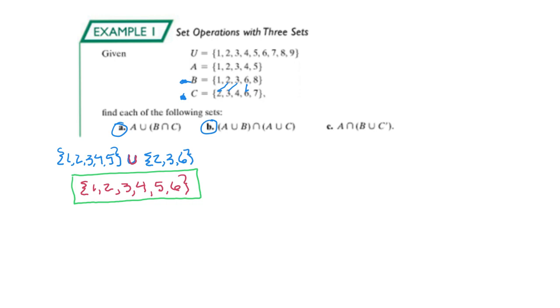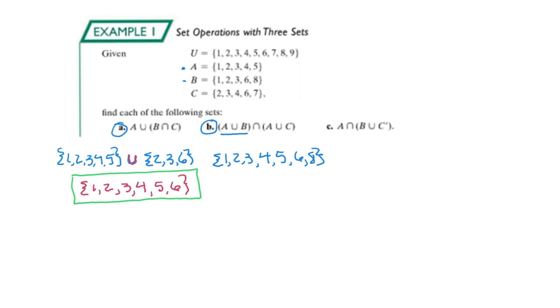Using the same sets that we have outlined before, let me go ahead and do a little erasing on here. We want to find, in parentheses, A union B intersecting with, in parentheses, A union C. So the first thing we want to do is find A union B. So we're focusing on A and B, and we're just going to unite those items together. So that will give me 1, 2, 3, 4, 5, 6, and 8.